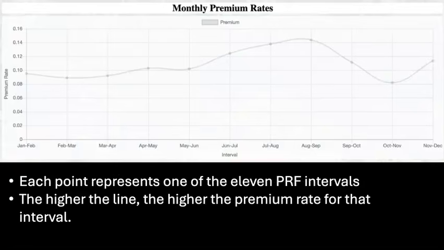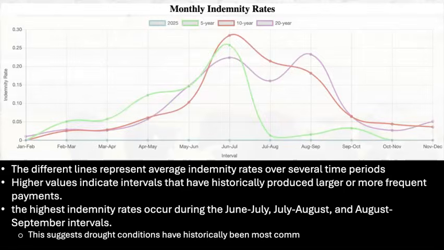This graph shows the premium rate associated with each PRF coverage interval. In other words, it helps producers understand which 2-month periods are more expensive or less expensive to insure. Each point represents one of the 11 intervals from January-February through November-December. The higher the line, the higher the premium rate for that interval. Notice that premium rates are not the same throughout the year. In this example, the most expensive intervals are July-August and August-September, while October-November and February-March have some of the lowest premium rates.